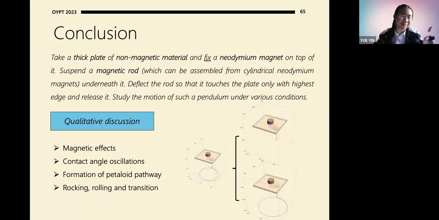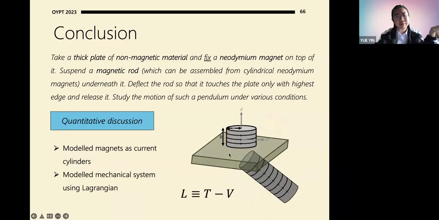In conclusion, these are some of the things that I've gone through today. And these are the components of the quantitative discussion. So how we model the magnets and how we model the mechanical system. And these are some of the parameters that I varied.